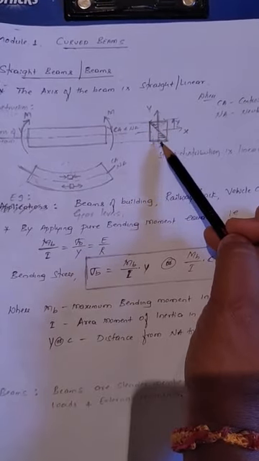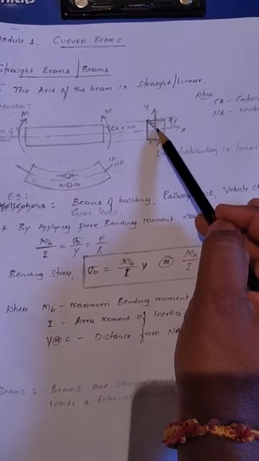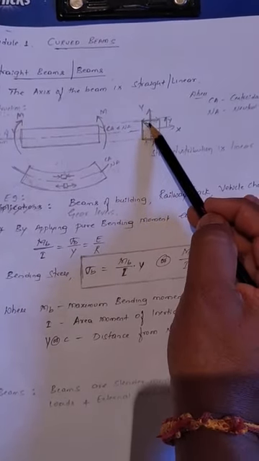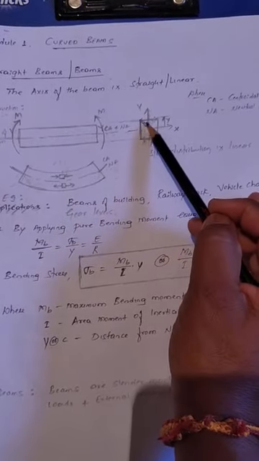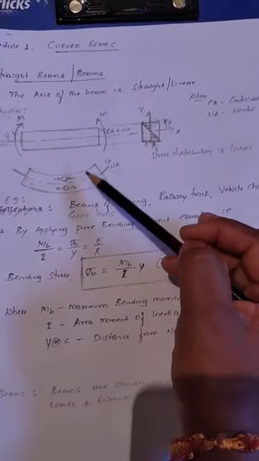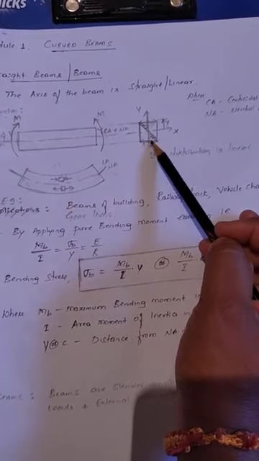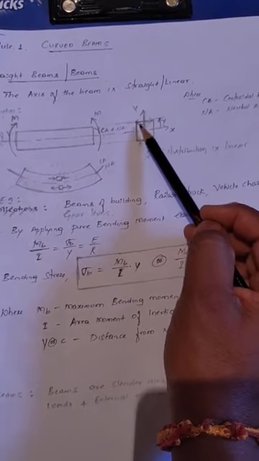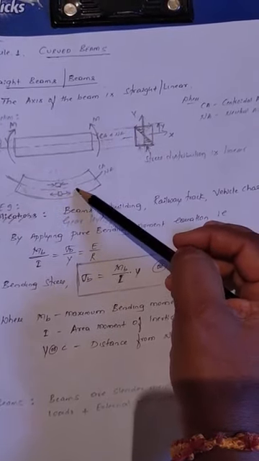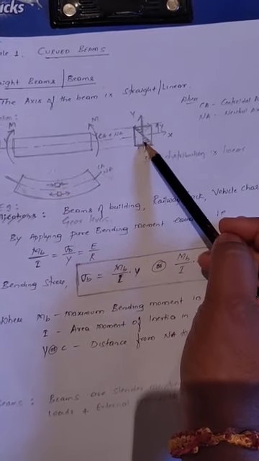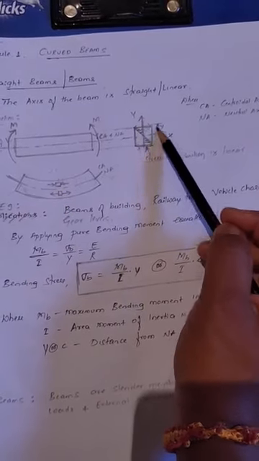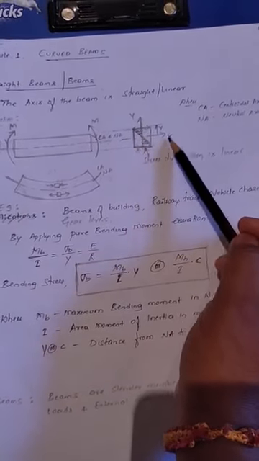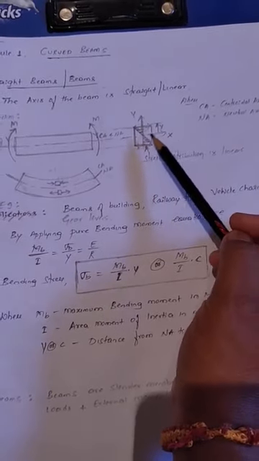How are the stresses distributed here? From the center, the neutral axis, draw the X line and Y line. Above the neutral axis the fiber undergoes compression, which is negative in nature, and below the neutral axis tension, again tensile in nature, in the positive x direction. This is how stress is distributed. The stress distribution is linear, as we already know from Mechanics of Materials, right?